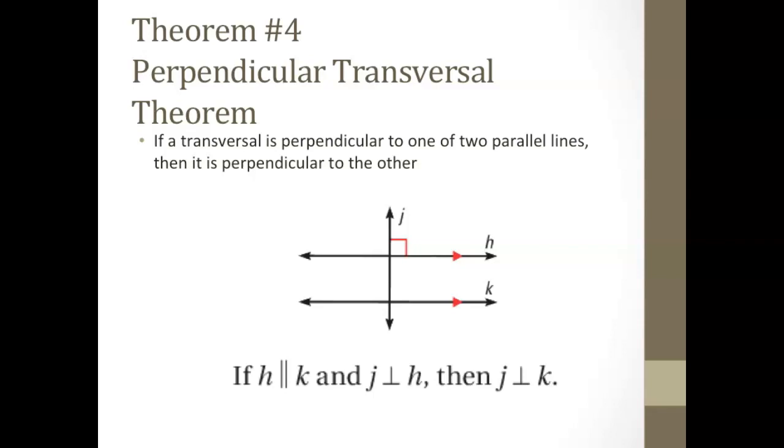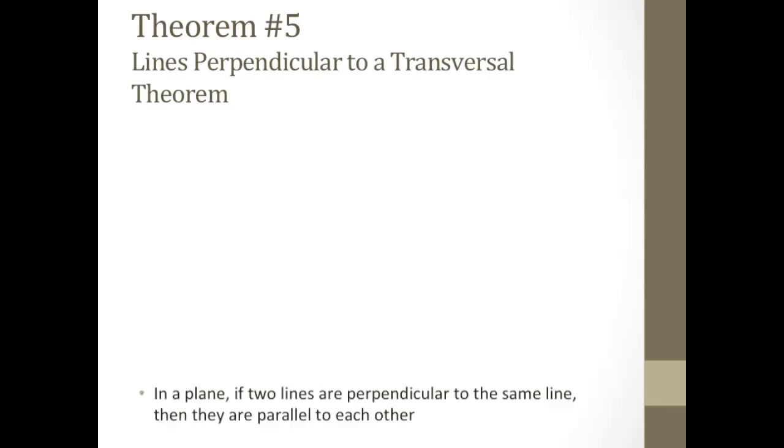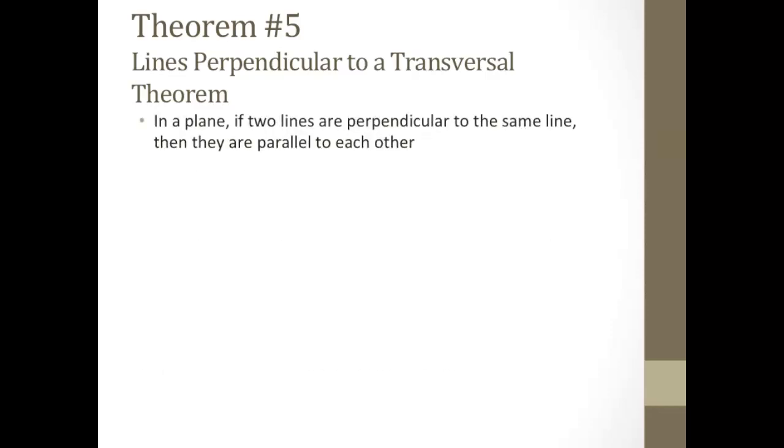All right, theorem number 5. Lines perpendicular to a transversal theorem. Now this one says, in a plane, if two lines are perpendicular to the same line, then those two lines are parallel to each other.